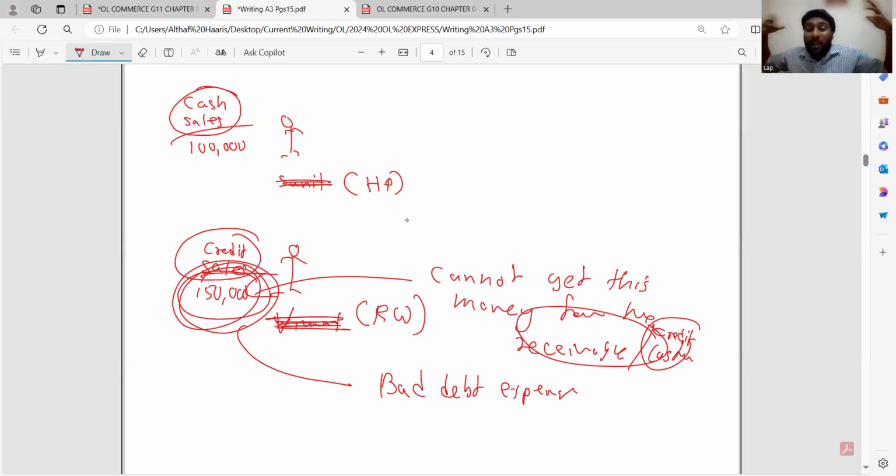The money where you can't get from the credit customers because maybe bugger has died.